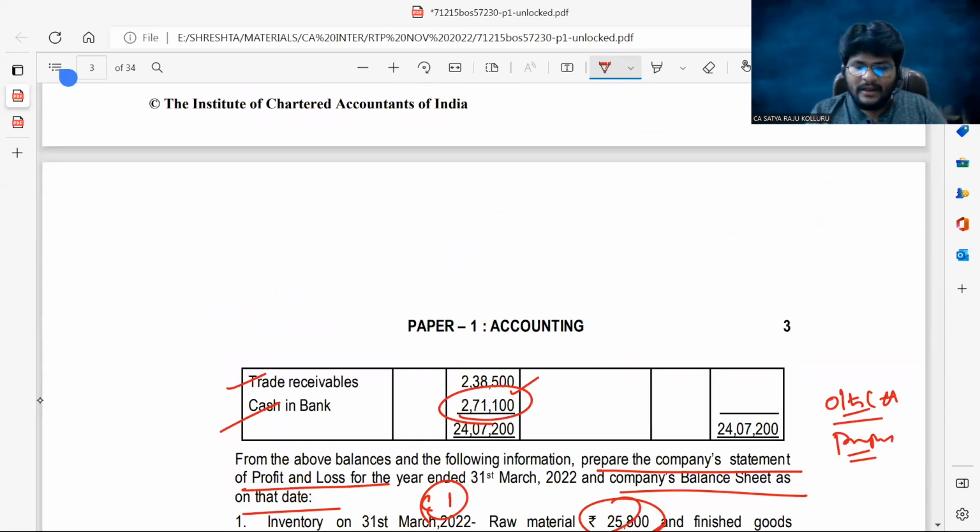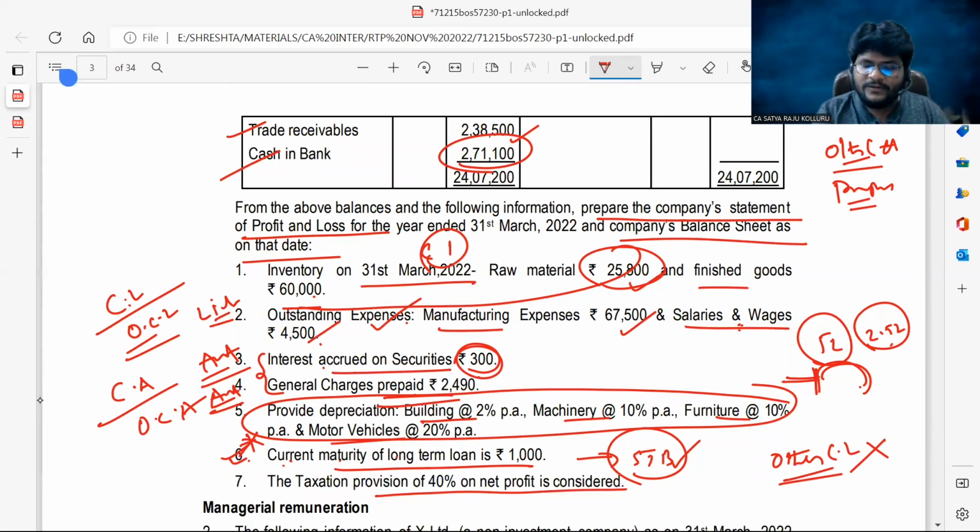Interest accrued is there, na? Interest accrued, 300 rupees interest accrued. So these two will come under current assets, under other current assets. That is all about balance sheet. In a very layman approach, in very quick mode, I have just summarized the financial statements preparation, including the statement of P&L as well as the balance sheet under Schedule 3 format.